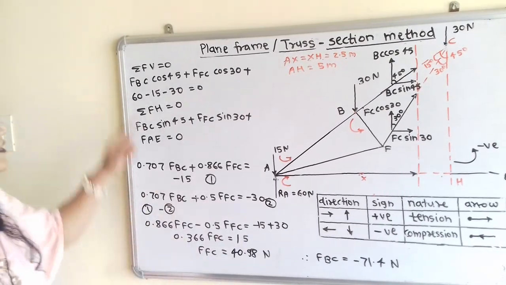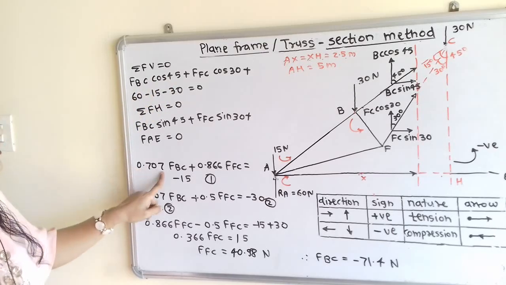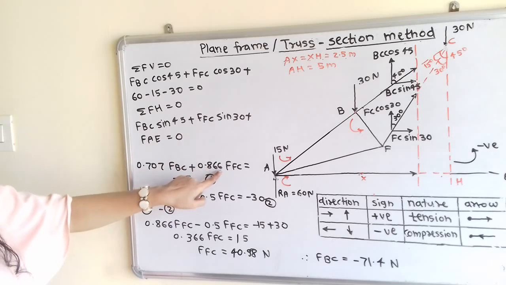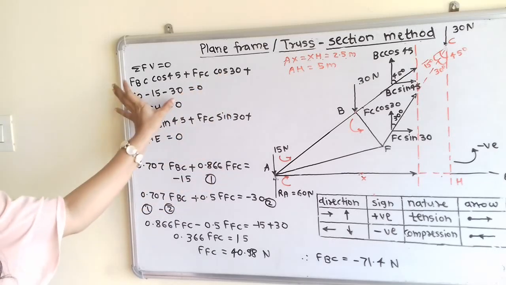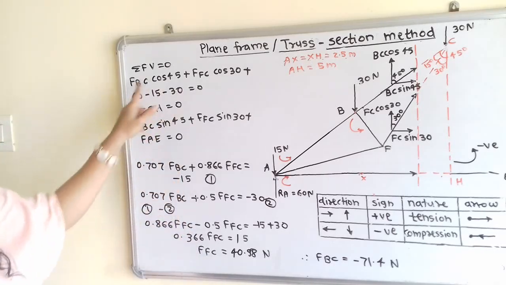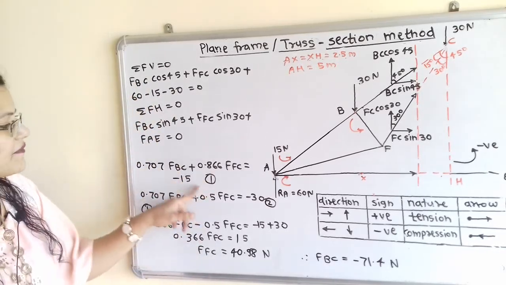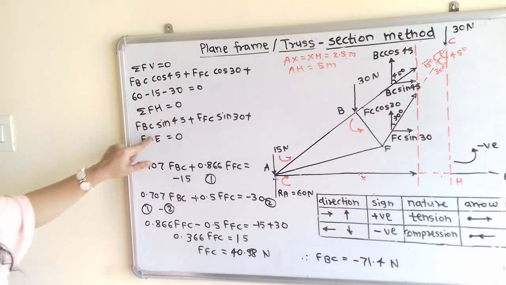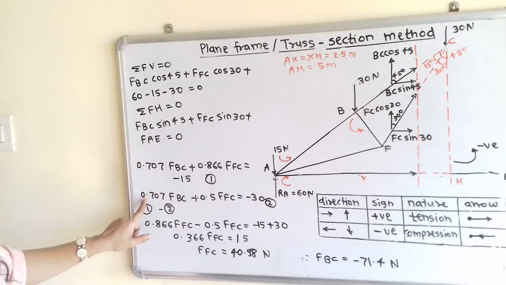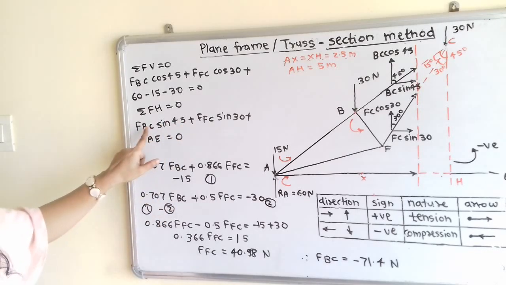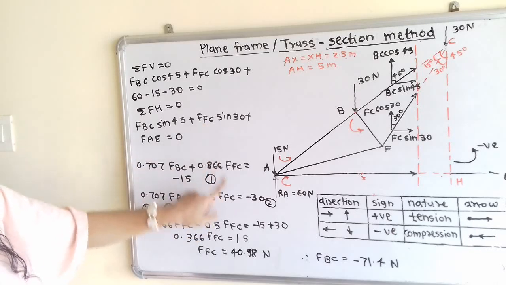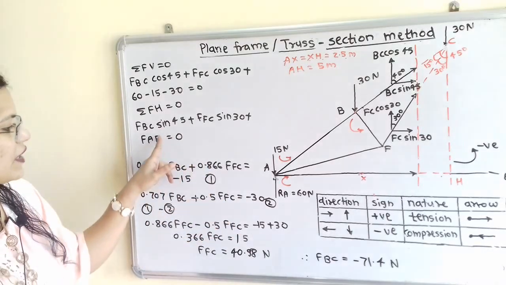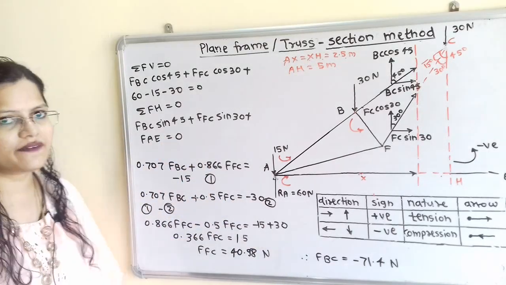Now we will simplify this equation 1. So cos 45 is 0.707 FBC plus 0.866 FFC, and now this constant term we will move to the right hand side. So its answer is minus 15. So again we will give here equation number 1 because it is the simplified form. Now we will move to the next. We will again simplify this, sine of 45, that is 0.707 FBC plus 0.5 FFC is equal to, now this FAE we will transfer to the right and its value is 30, so minus 30, and this is the equation number 2.